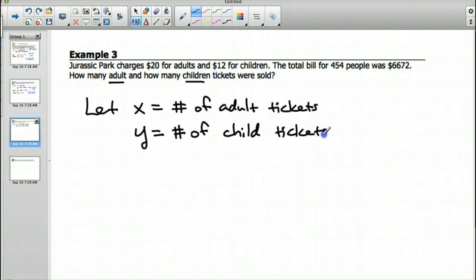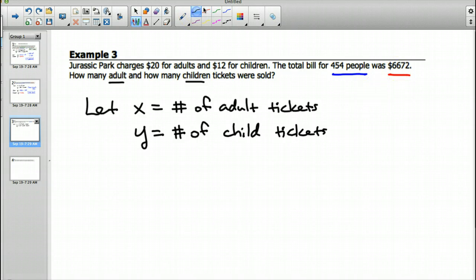Now this may seem similar to a problem that we did in day one notes, and it is a little bit, but the information you're given is a little bit different for this one. For this problem, you're given basically two totals. You're given a total in terms of number of people. You know that there's 454 people going to Jurassic Park. You're also given a total in terms of money. You know there were $6,672 collected.